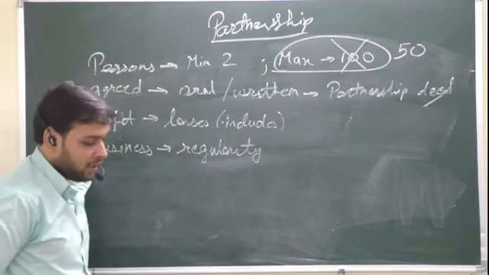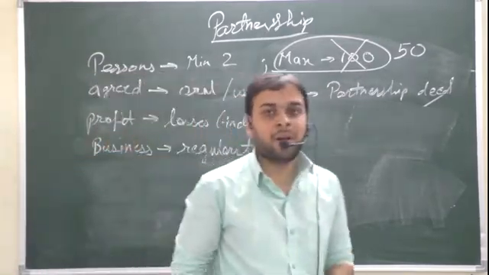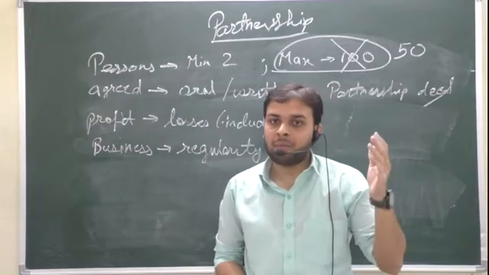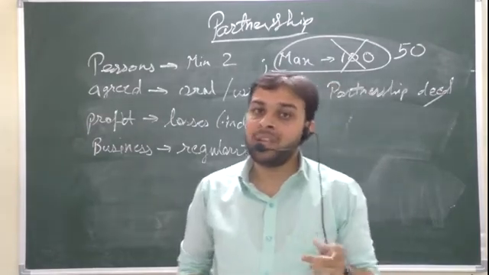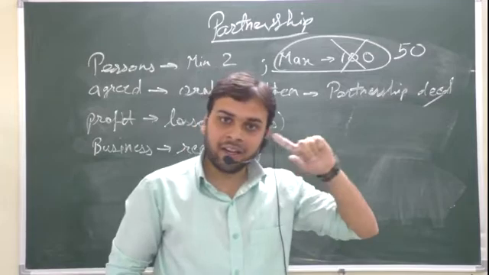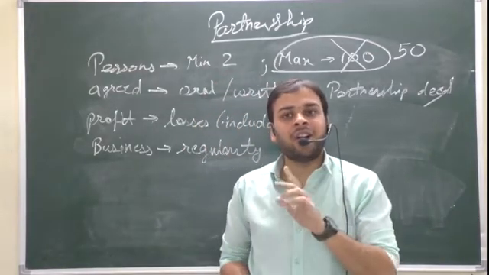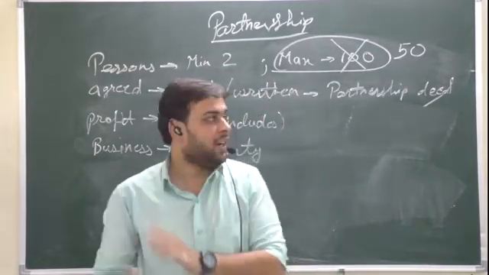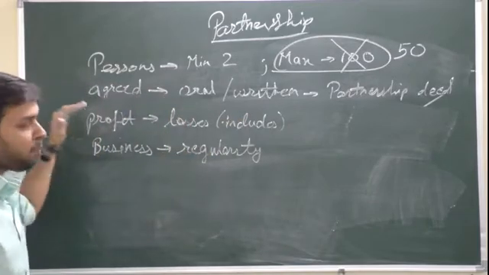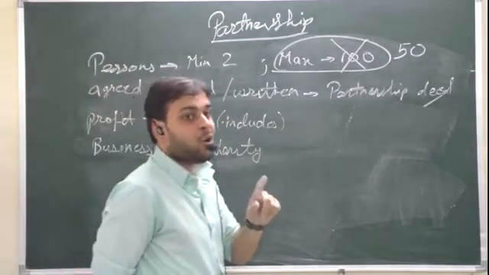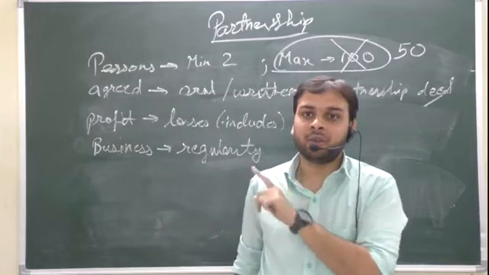Next term, agreed. Agreed means agreement between the partners. It may be an oral agreement, it may be written, but when the agreement is written, that is called a partnership deed. Third term, that is profit. Profit includes the word losses too.